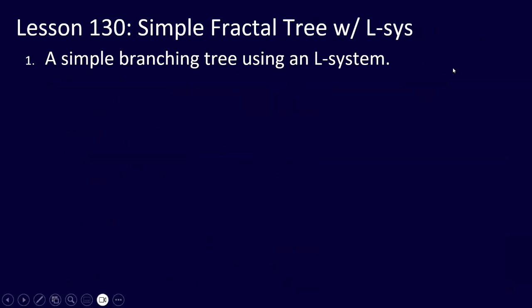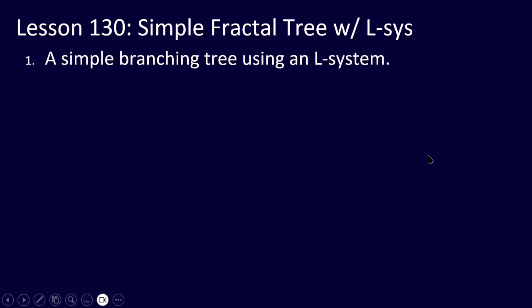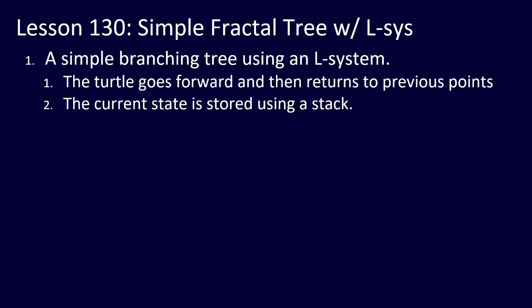A new kind of factor is added. Okay, simple branching tree using an L-system. The turtle goes forward and then returns to previous points. That's how the simple tree is drawn. By the way, the simple branching tree is what we tried previously, like this. Okay, so let's continue. Here, the current state is stored using a stack, a new one. Okay, so let's try this.